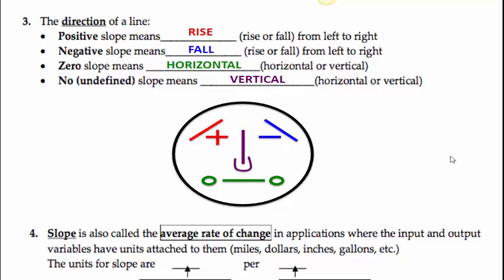Slope is always called the average rate of change in applications. So what you're going to end up with in application problems is the units for slope are going to be units for the output per unit for the input. So like we had problems where it was dollars per gallon or calories per M&M, things like that. It was always output units per input unit.